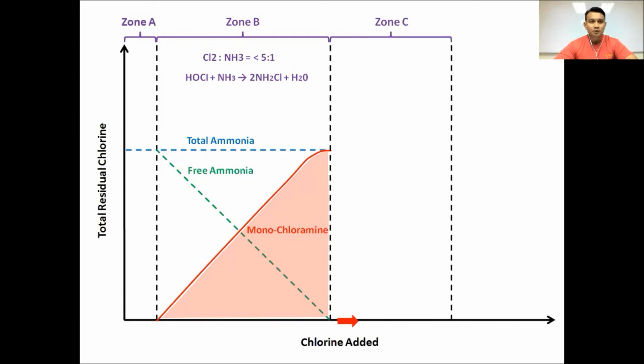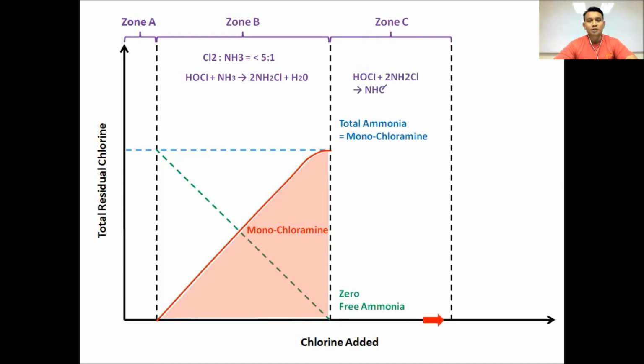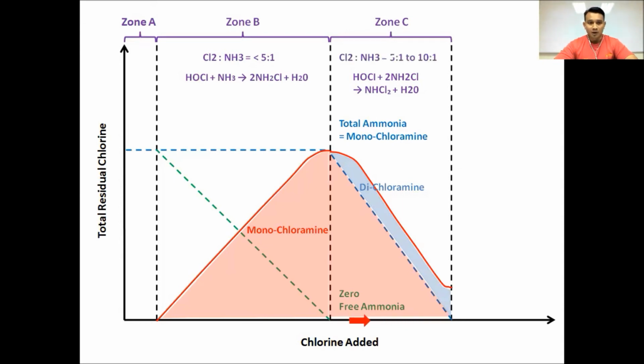We move to the next zone, zone C. As explained previously, this zone starts when there is 0 free ammonia and when the total ammonia equals monochloramine. As the amount of chlorine keeps increasing, monochloramine will react with it and produce dichloramine. The amount of monochloramine decreases as it changes to dichloramine until it is absent. Note also that the amount of dichloramine reduces to a certain level due to oxidation or decomposition. The reaction in this zone occurs when the ratio of chlorine to ammonia is between 5 and 10:1.